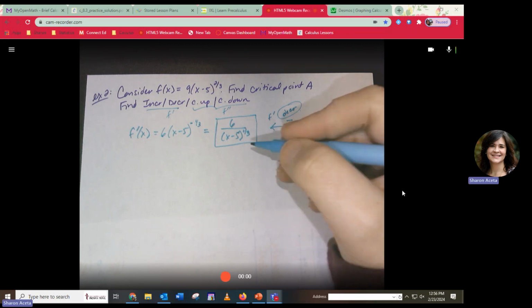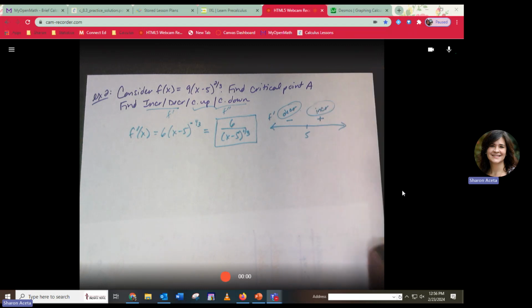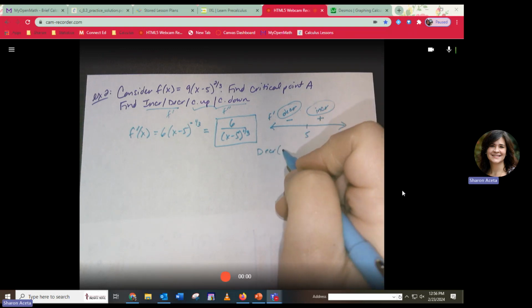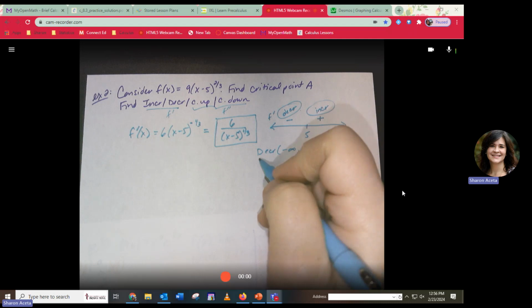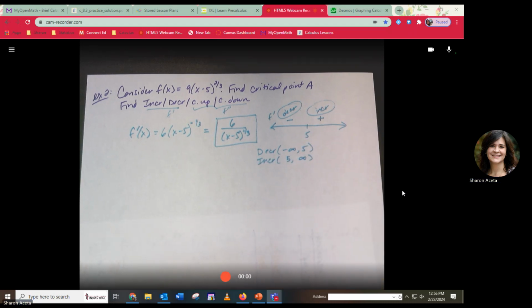So in the first derivative, if I'm negative, I am decreasing. Let's put a number like 10 in. Well, that would be positive over positive, which is positive. So I am increasing. So you would say I am decreasing from negative infinity to 5, and then I'm increasing from 5 to infinity. Very simple.